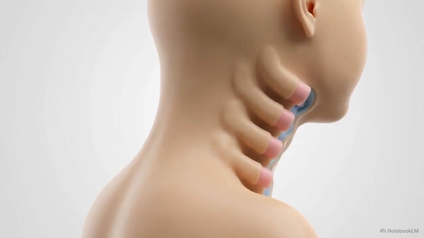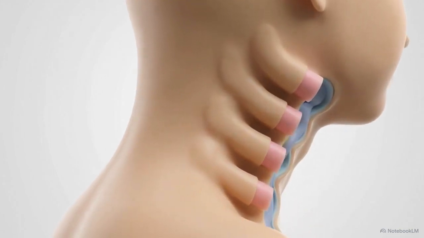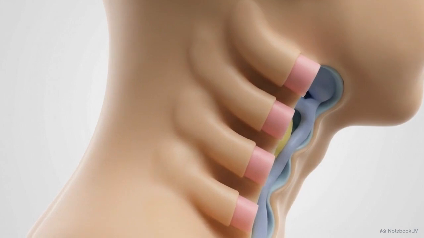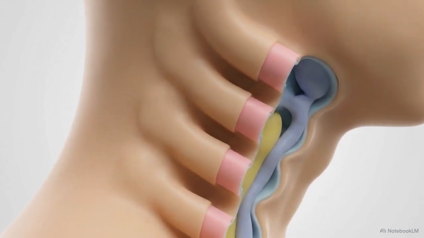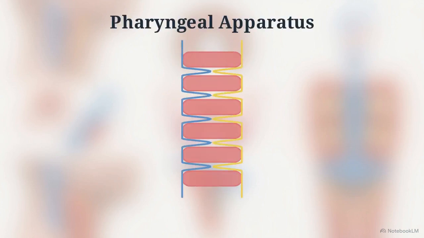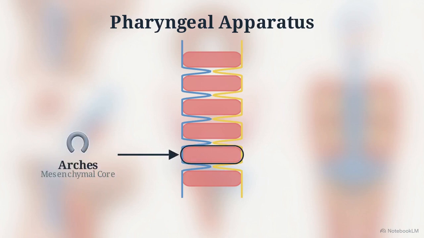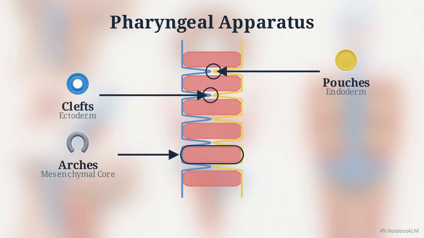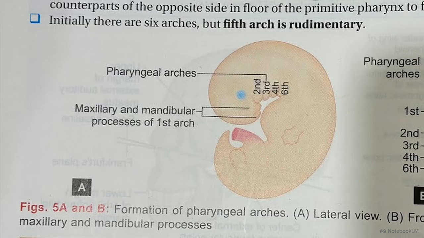At roughly 4 weeks of embryonic development, the tissue that will become the human head and neck begins an intense period of organization. The undifferentiated mass develops a highly specific, segmented scaffold. This foundational blueprint is the pharyngeal apparatus. It is a strictly ordered system composed of 4 main elements: arches, pouches, external clefts or grooves, and the membranes that separate them. This diagram illustrates the spatial formation of the pharyngeal arches.